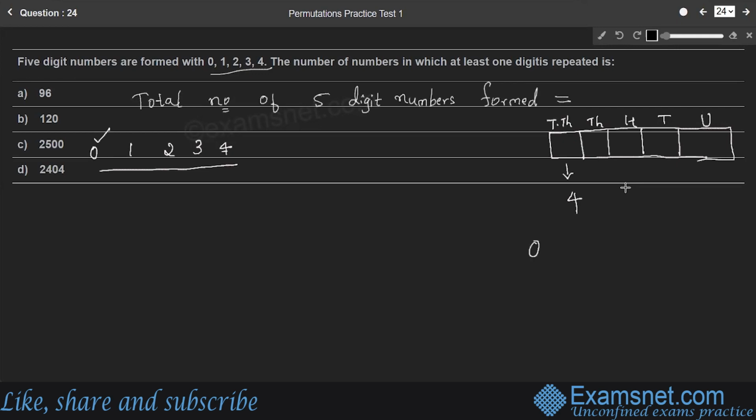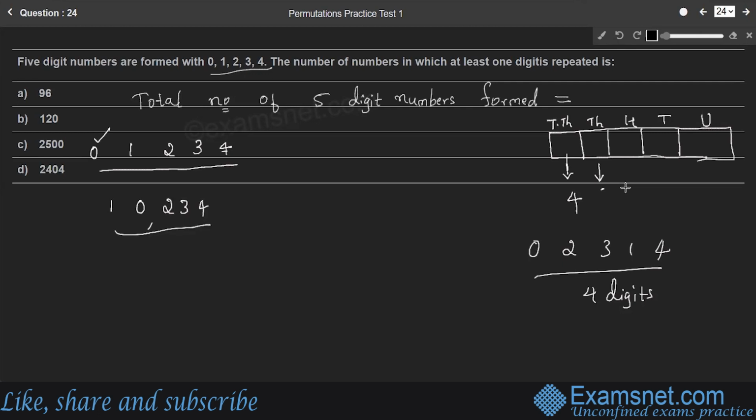Because if you place 0, then the remaining digits will be maybe 2, 3, 1, 4, and it becomes a 4-digit number, right? Therefore, 0 cannot be placed in the 10,000s place. Therefore, the number of digits that can be placed in the 10,000s place is 4, so you can place 1 or 2 or 3 or 4. Now in the thousands place, you can place 0 also, because in the 10,000s place we already have 1 or 2 or 3 or 4. In the thousands place, if you place 0, the number becomes 10,234, which is a 5-digit number, right?